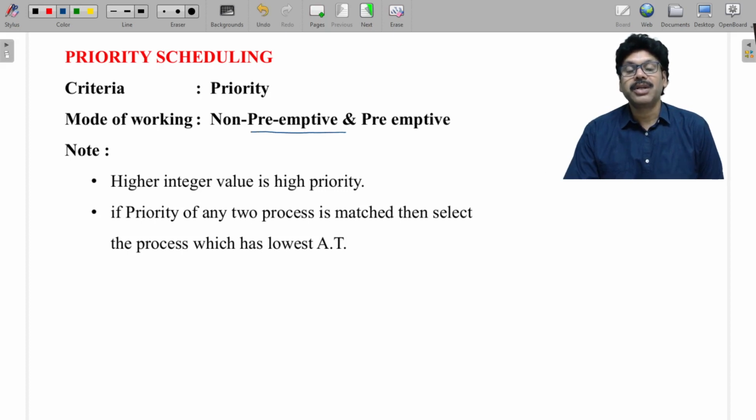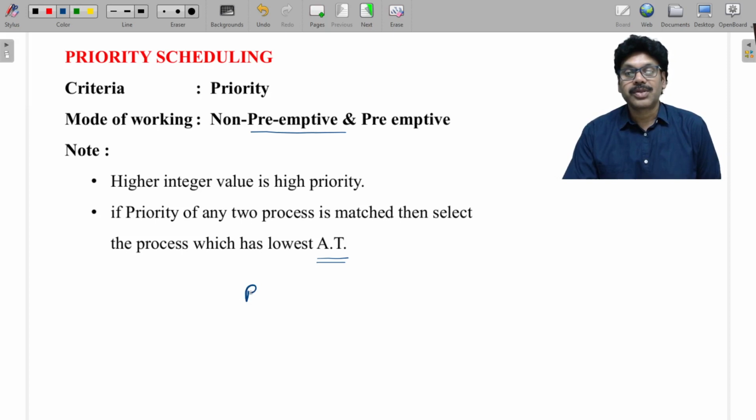We know the meaning of non-preemptive: once the process is sent to the CPU, it will not be suspended or paused by anybody else. So it has to release its resources voluntarily. That is the idea. One more important point: if the priorities are the same, then to resolve the conflict, you need to look at the arrival time.